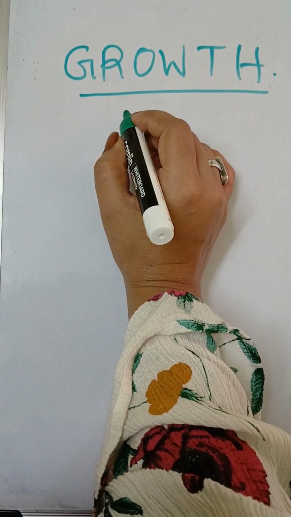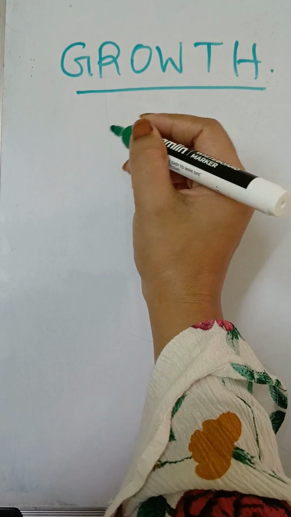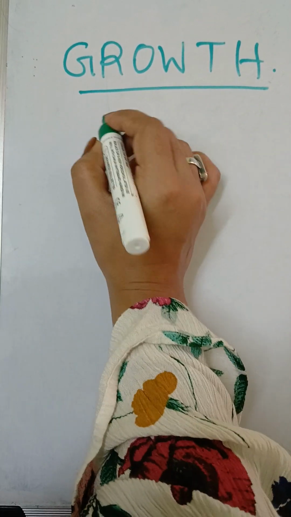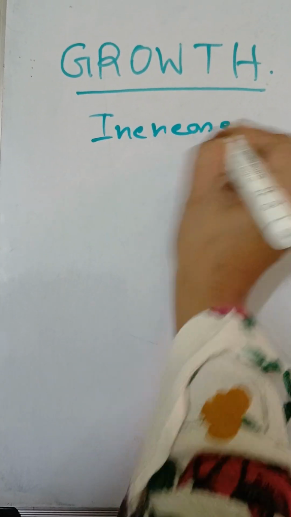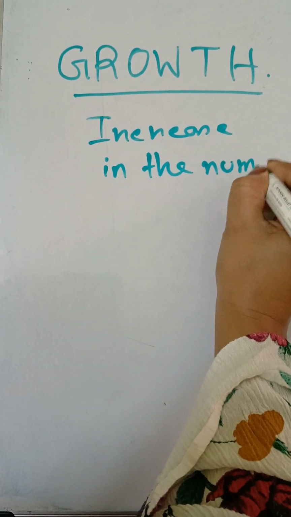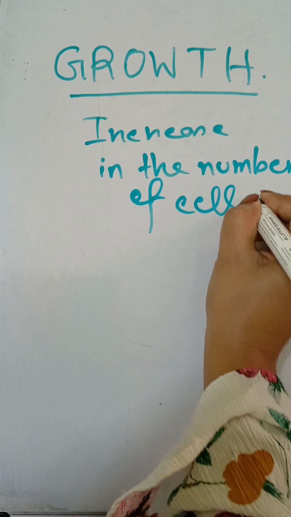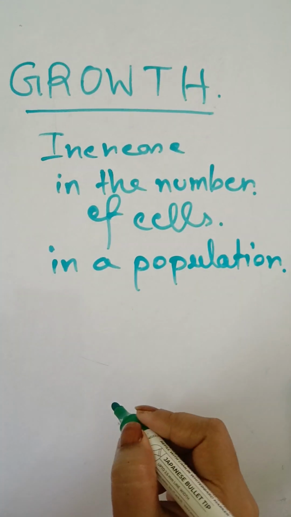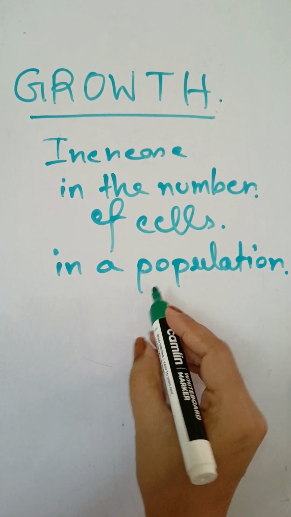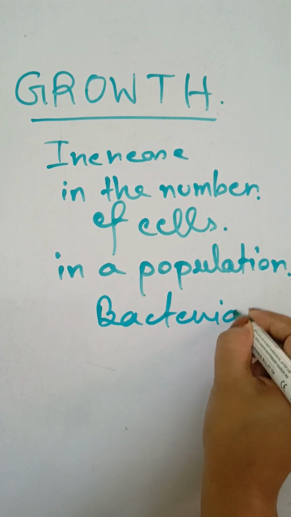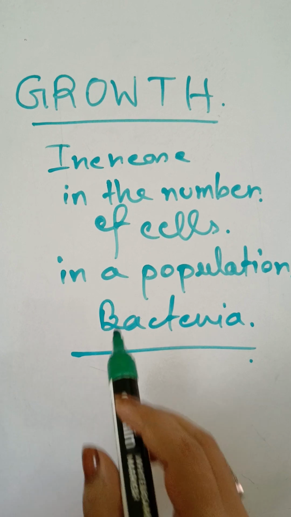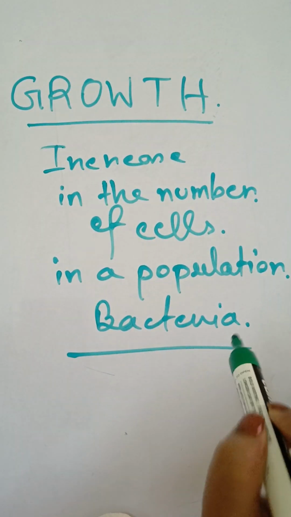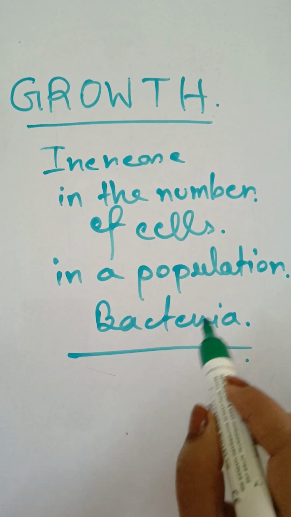Now, what is the meaning of this growth? Growth usually means an enlargement or increase in the cell or its size. But in microbiology, growth means an increase in the number of cells in a population. This may be in the case of bacteria, or actinobacteria or cyanobacteria, whatever it is. So basically in bacteria, an increase in the number of cells in a population is known as growth.